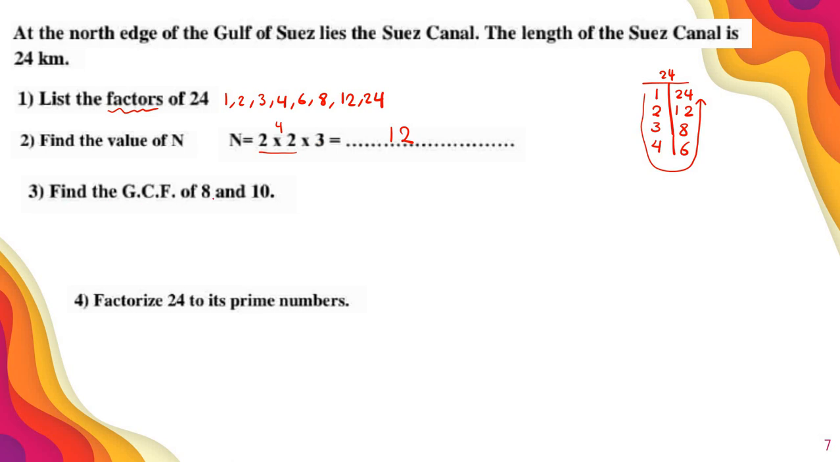Find the GCF of 8 and 10. You have both ways to solve it. You can write down some factors, at least 5 factors of 8 and all the factors of 10, and you can find out the greatest common factor between them, or we can solve by using the prime factorization.